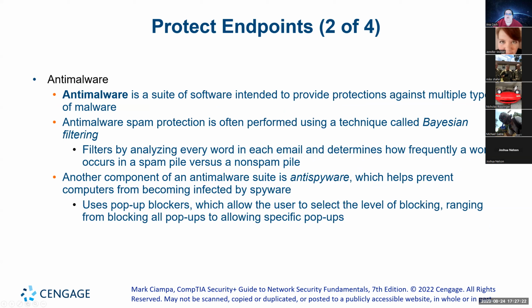Anti-malware is a suite of software intended to provide protections against multiple types of malware. Anti-malware spam protection is often performed using a technique called Bayesian filtering. This filters by analyzing every word in each email and determines how frequently a word occurs in a spam pile versus a non-spam pile. Some of these products are better than others at this, and some just kind of suck.